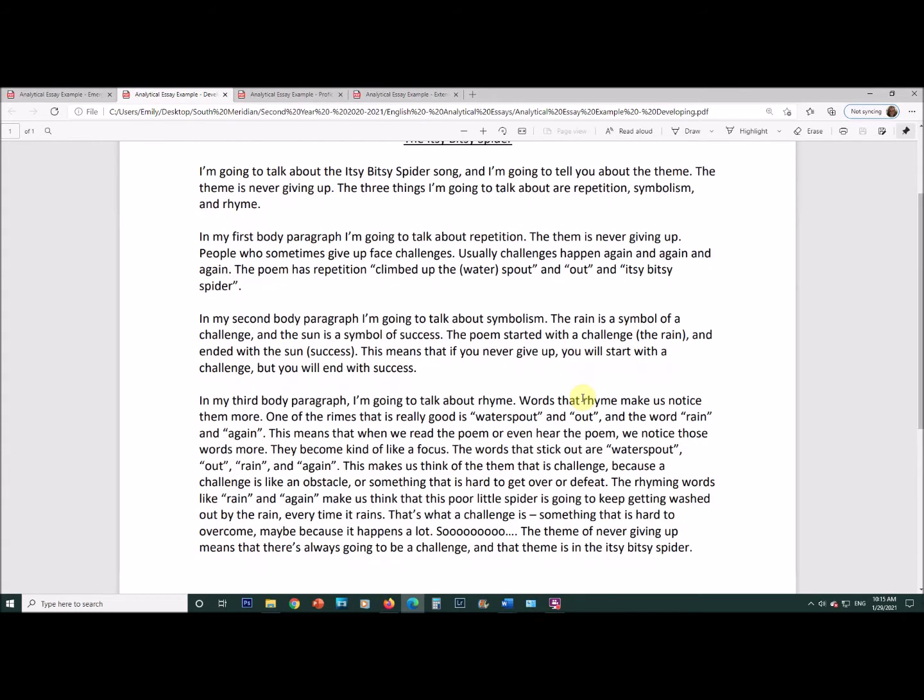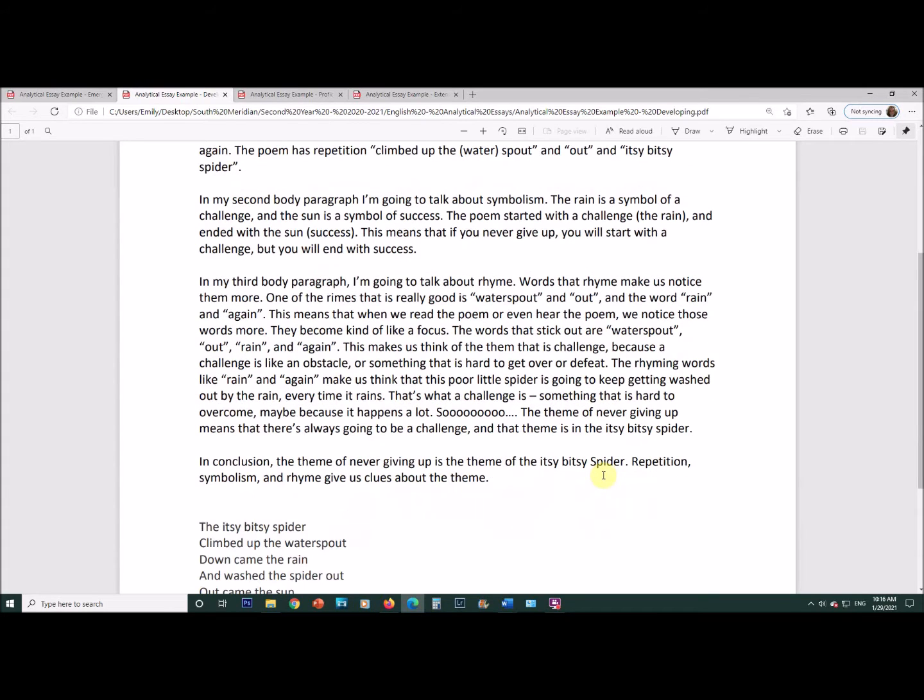In my third body paragraph, I'm going to talk about rhyme. Words that rhyme make us notice them more. One of the rhymes that is really good is water spout and out, and the word rain and again. This means that when we read the poem or even hear the poem, we notice those words more. They become kind of like a focus. The words that stick out are water spout, out, rain, and again.